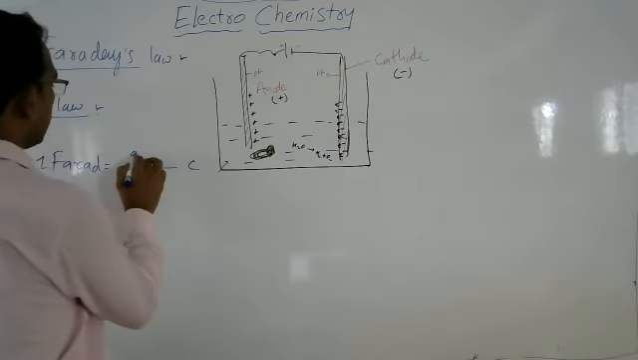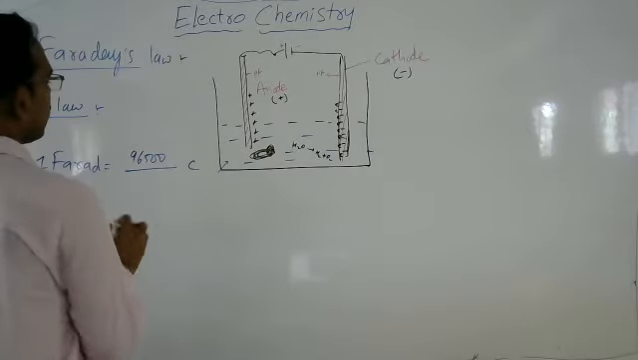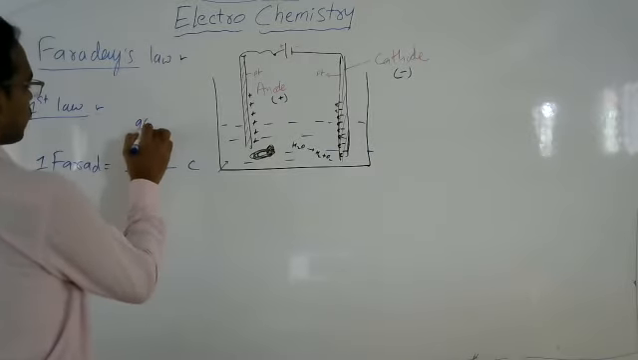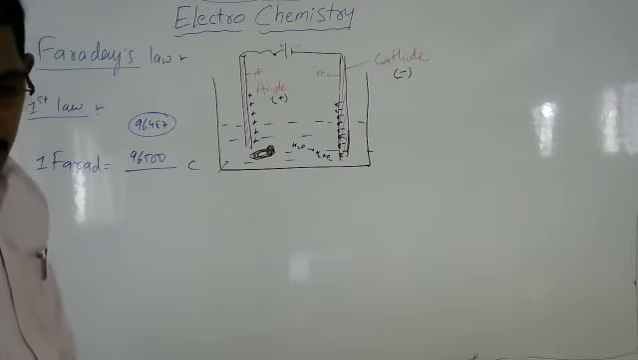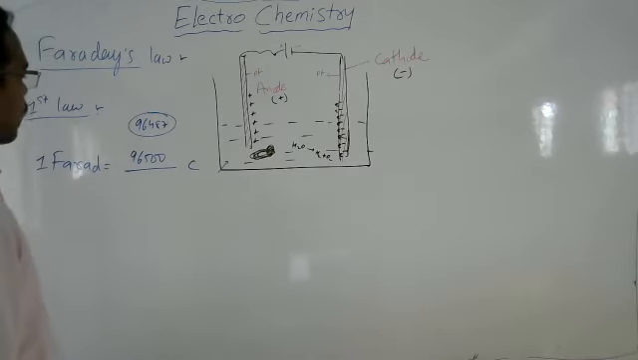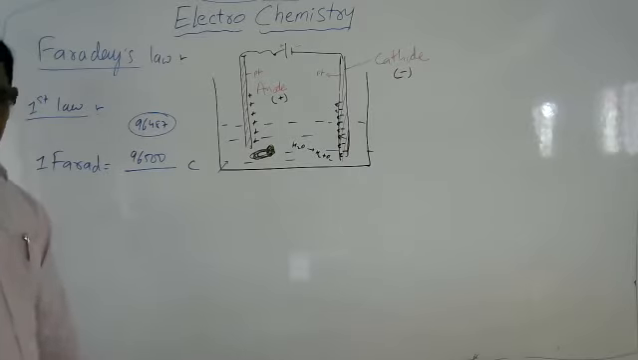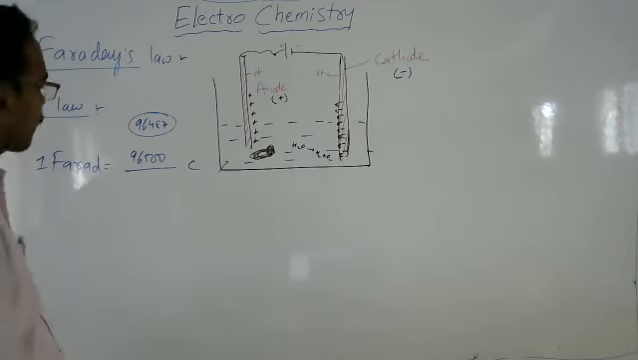Okay, 96,500 we will take. The actual value is 96,487. Good. Very good. Approximately 96,500, calculation becomes easy, that's one.